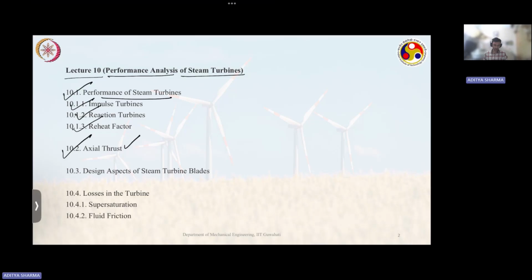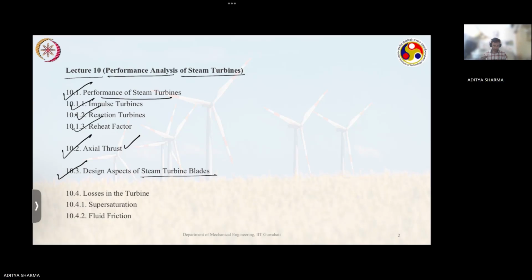Then the next topic is design aspects of steam turbines. Here discussion has been done on steam turbine blades, basically the lengths of blades. We have discussed that the blade lengths for impulse turbines are shorter and for reaction turbines they are longer, because in reaction turbines we don't want pressure leakages.